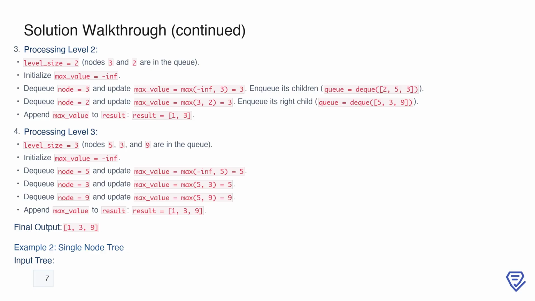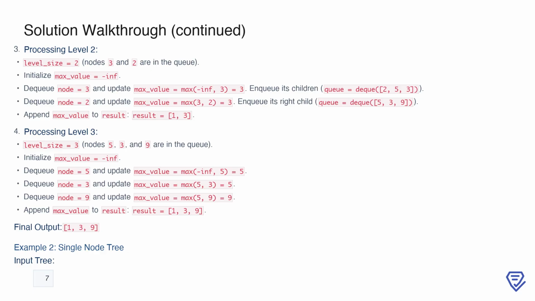Now for the third level. The queue contains 3 nodes with values 5, 3, and 9. The level size is 3, and we reset max_value to -infinity. First, we dequeue the node with value 5, compare it with max_value, and update max_value to 5. Next, we dequeue the node with value 3, compare it with max_value, and find that max_value stays 5. Finally, we dequeue the node with value 9, compare it with max_value, and update max_value to 9.